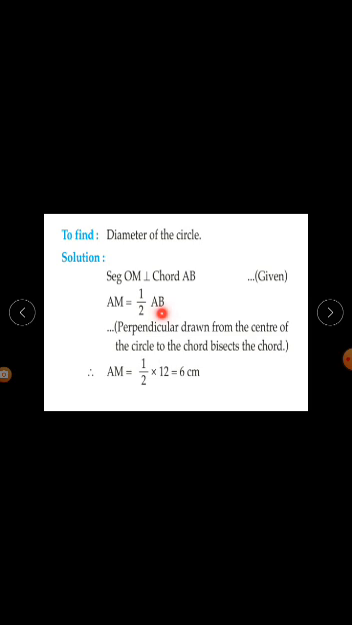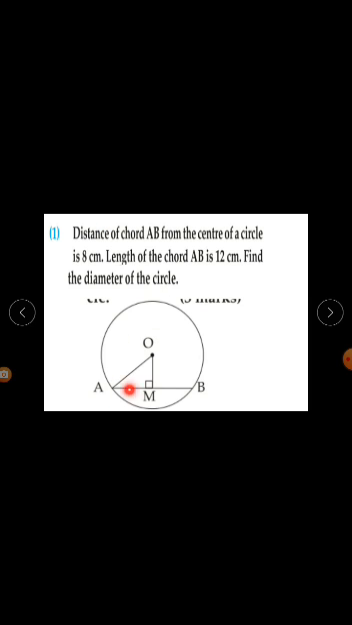Now, substitute the value of AB. AB is given 12 centimeters. So, AM equal to half into 12. Half of 12 is 6 centimeter. Therefore, AM is equal to 6 centimeter.